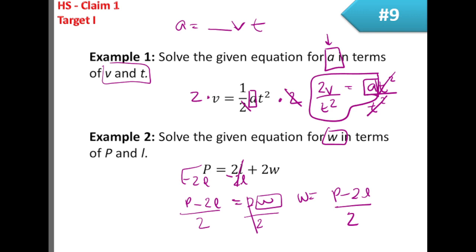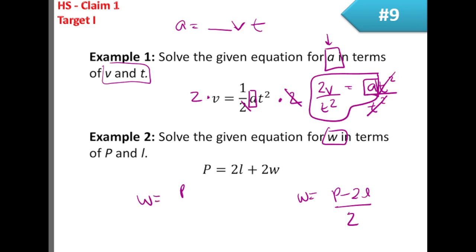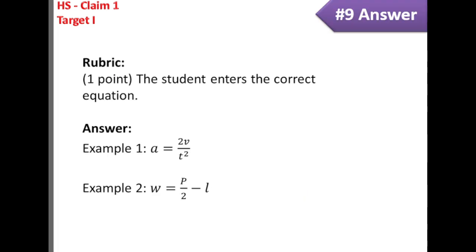Okay, you can also rewrite this as W equals P over 2 minus L. Because remember, we combine terms on top when they have the same denominator. So this is the same thing as saying P over 2 minus 2L over 2, but these two cancel out. That's why we are only left with 1L. Okay, if you have any questions, let me know.